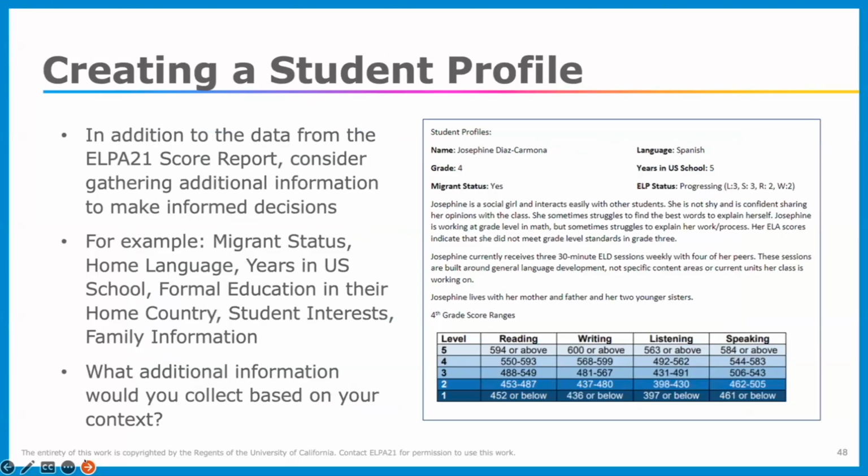Once you've taken a deep dive into your individual student score report, it's time to contextualize this information within the bigger picture of the student's educational needs. We suggest creating a student profile, which involves gathering additional information about each English learner identified student. In the example you see here, we have a 4th grade student, Josephine, who's been in the US schools for 5 years and also is a migrant student.